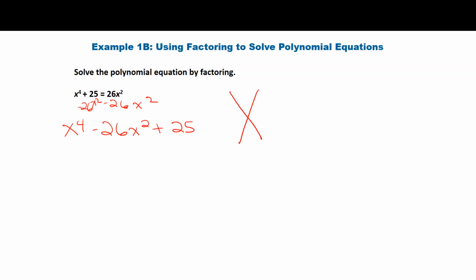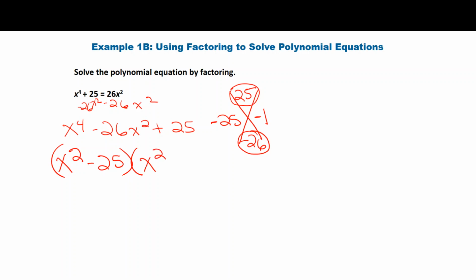We want two numbers that multiply together to get positive 25 and add together to get negative 26. Well, 25 times 1 is getting me close, but let's just change our signs. Negative 25 and negative 1 gives me a positive 25, and negative 25 plus negative 1 gives me a negative 26. So what we're going to say here is x squared minus 25 times x squared minus 1. So notice, since this was a 4, I changed it to 2 and 2 there.